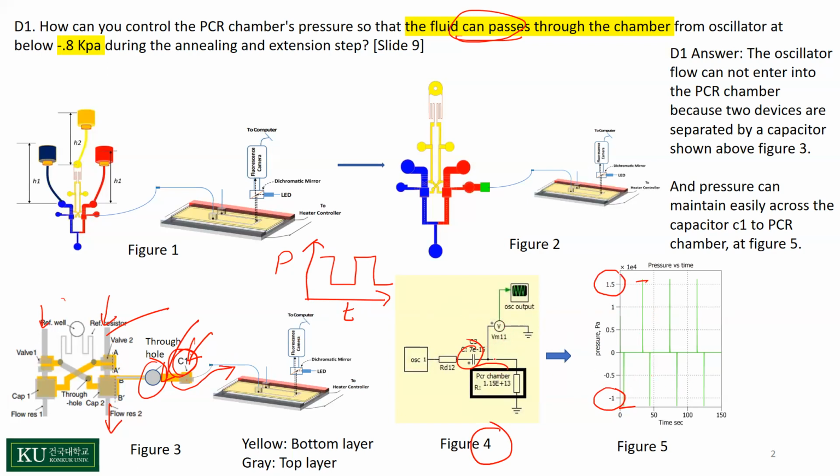So this pressure across the capacitance, on this side, the right side of the capacitance, will force fluid to go through this direction, and when the pressure is opposite, negative pressure, then it will draw the fluid in this direction. So by this way, it will oscillate in this device in figure 2.